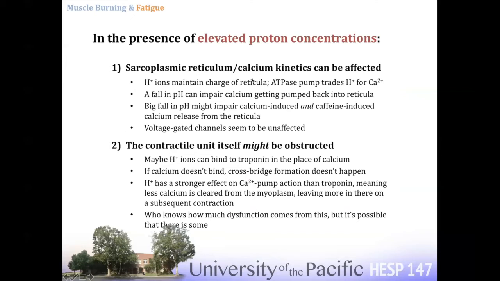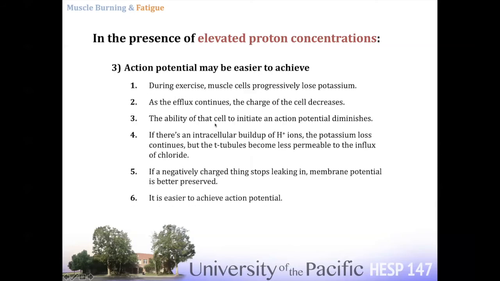So the summary of the proton concentrations, right, hydrogen ion concentrations: maybe there's some sarcoplasmic reticulum stuff, right? When those hydrogen ions leak into the sarcoplasmic reticulum, that can muck up the behavior a little bit, the reloading and the subsequent dump. Maybe the contractile unit itself can be obstructed, whether that's troponin C competition or engagement between actin and myosin. Maybe something like that is going on. Sure, maybe. I don't really buy it, but the action potential does seem to be a little bit easier to achieve owing to chloride. I don't think it's all that big of a deal.